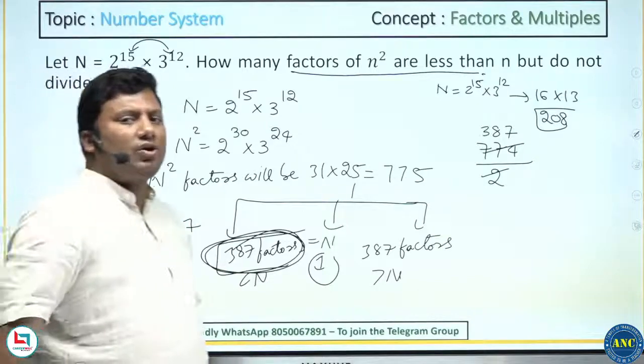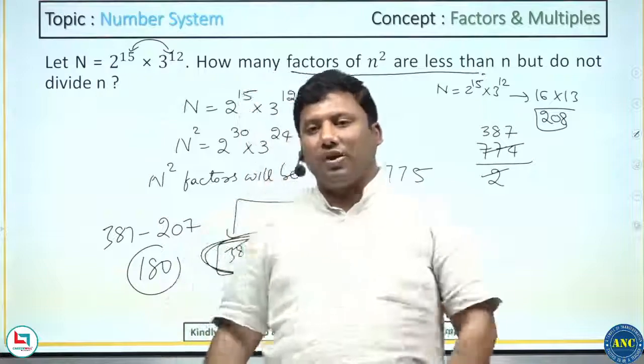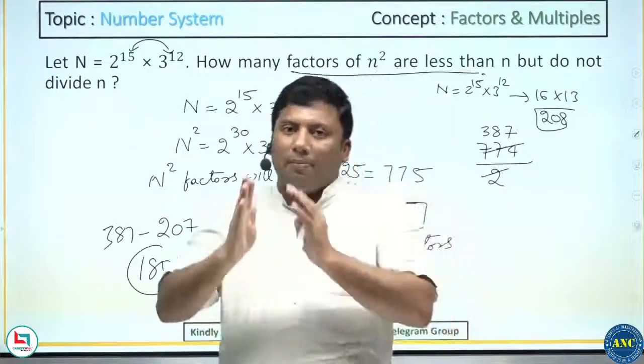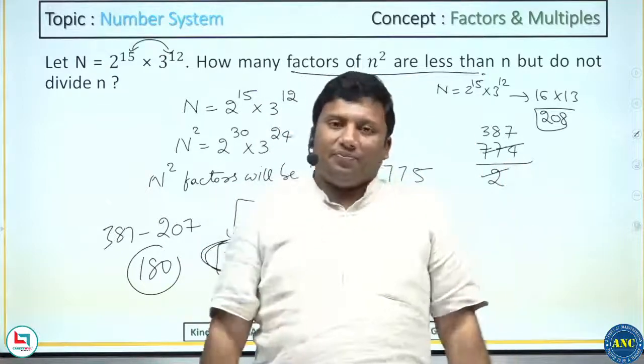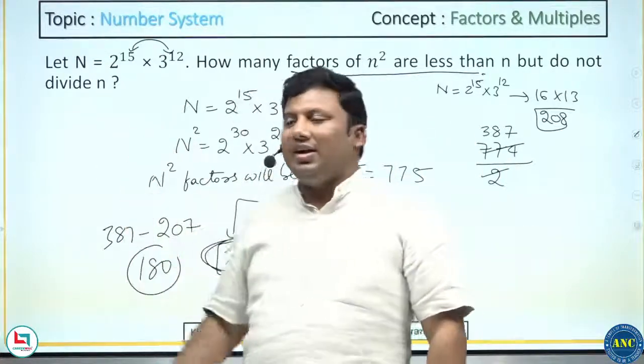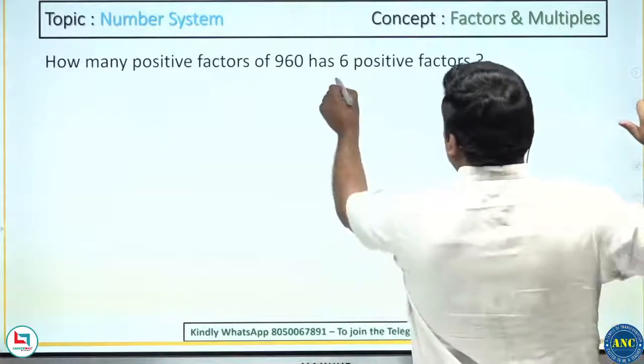Just by looking at the question itself, you will get this answer. n square is a perfect square. A perfect square has an odd number of factors. One will be equivalent to n. Less than n, k factors. Greater than n, k factors.